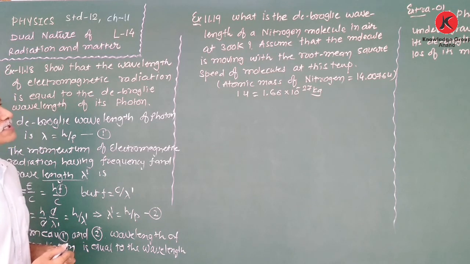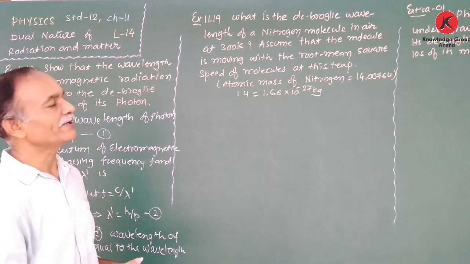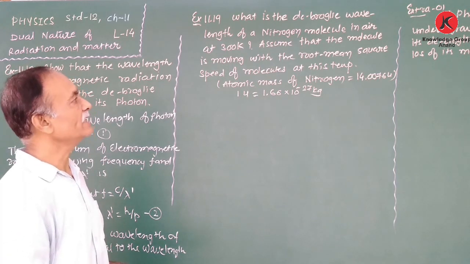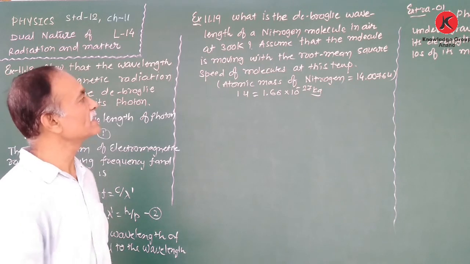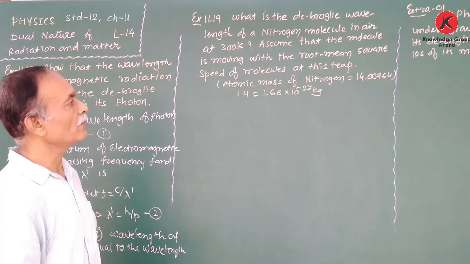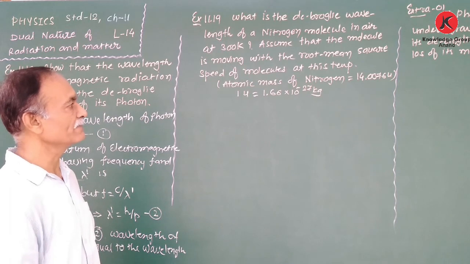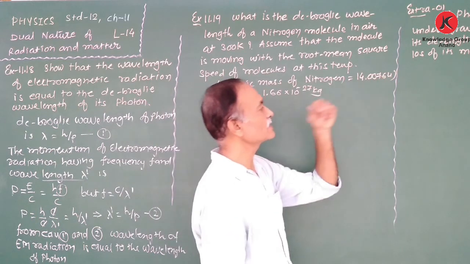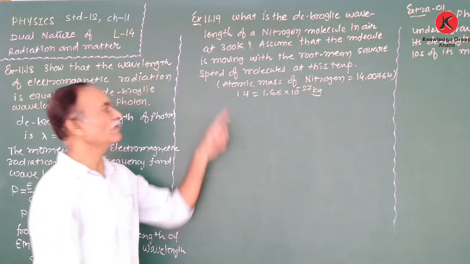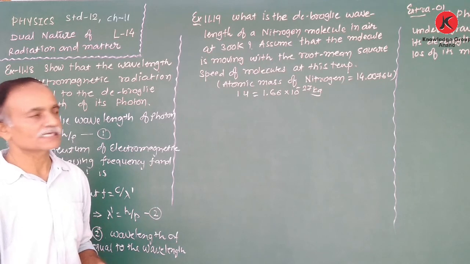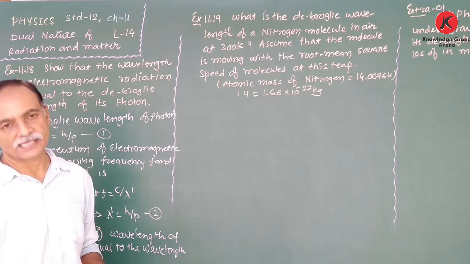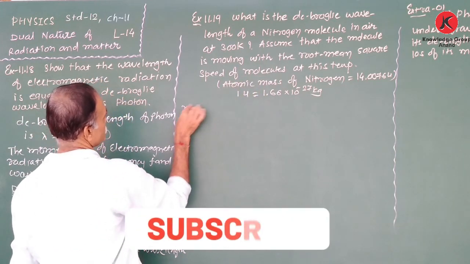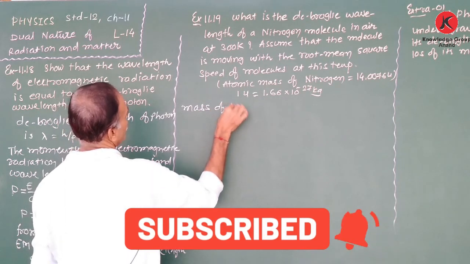Now next is 11.19. What is the de Broglie wavelength of a nitrogen molecule in air at 300 Kelvin? Assume that the molecule is moving with the root mean square speed of molecules at this temperature. The atomic mass of nitrogen is given as 14.0076 atomic mass unit, and one atomic mass unit is 1.66 into 10 to the power minus 27 kg. First, we have to find out the mass of the nitrogen atom.